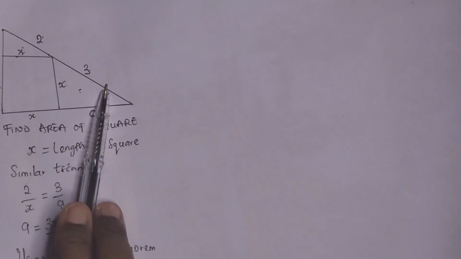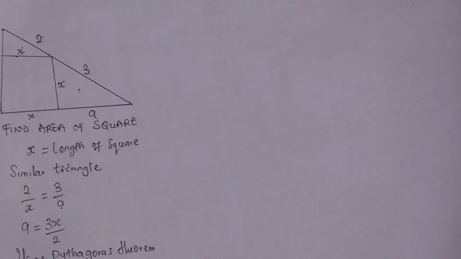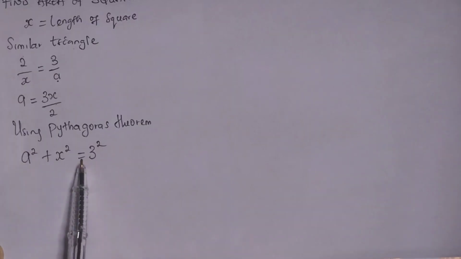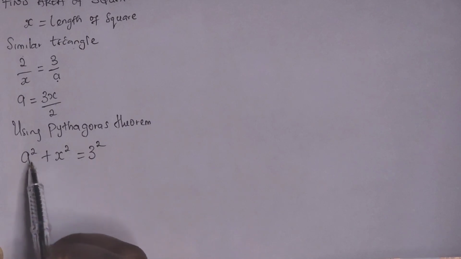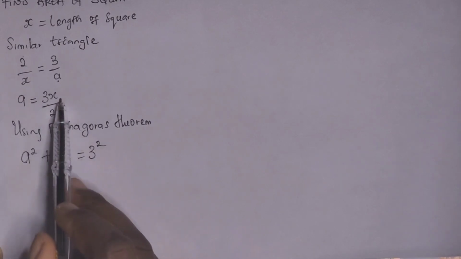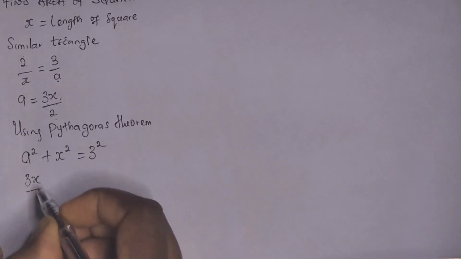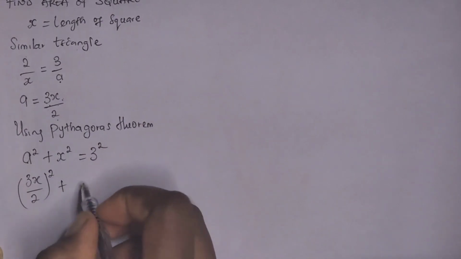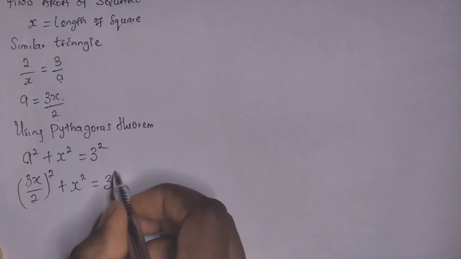square of the hypotenuse is the sum of the squares of the two other sides. So we have a squared plus x squared equal to 3 squared. But our a is 3x over 2. So we have 3x over 2 all squared plus x squared equal to 3 squared.